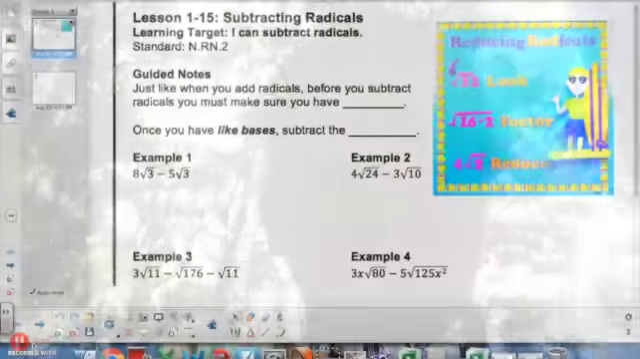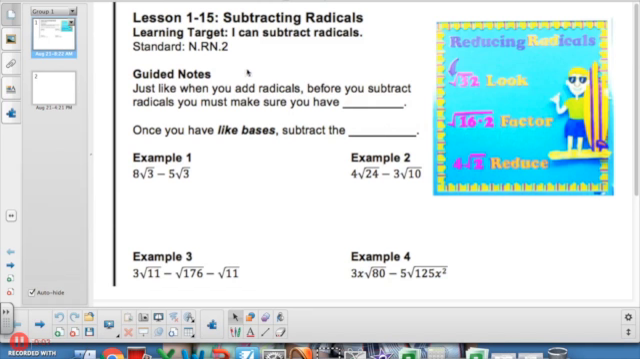a couple minutes about subtracting radicals. Spoiler alert, subtracting radicals is very similar to adding radicals, and very similar to subtracting polynomials. So let's get right to it. Alright, so lesson 115 is subtracting radicals.